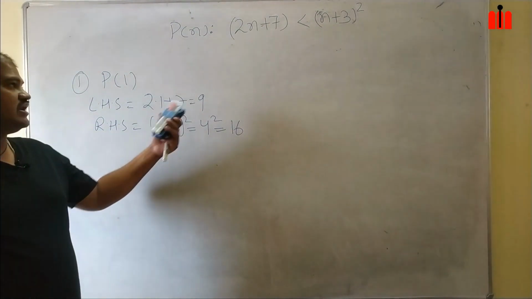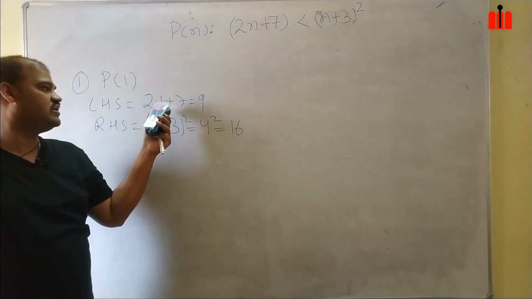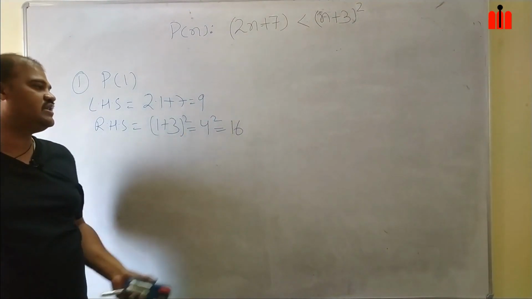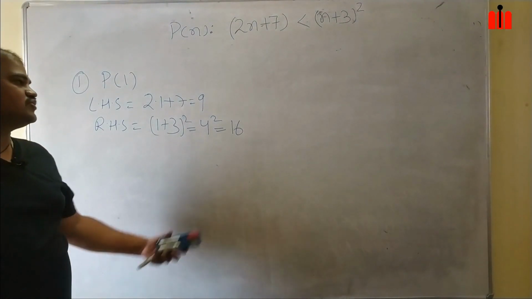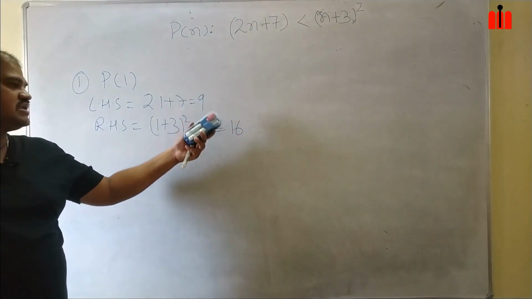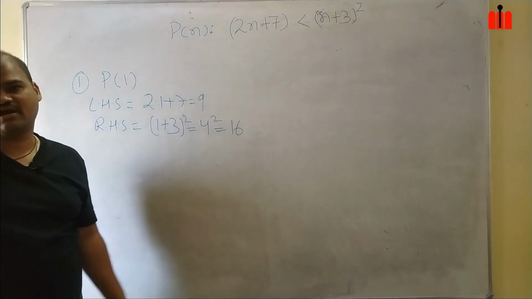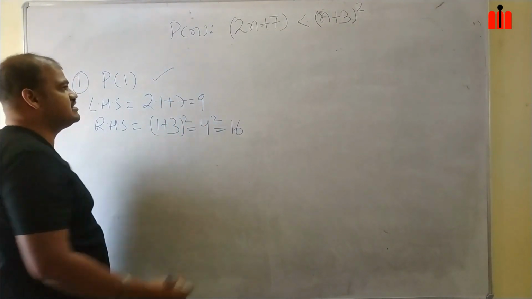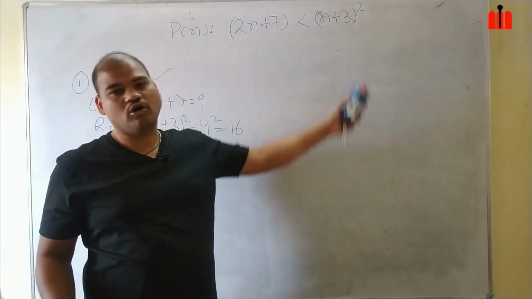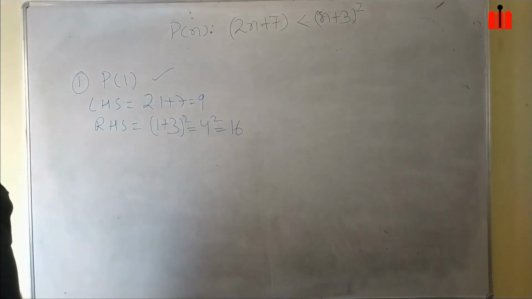Right? What I had done, I had replaced n with 1. So when I replaced n with 1, L.H.S will become 9 and R.H.S is 16. Clearly, LHS is lesser than RHS, that means it is satisfying this relation. So that's why my P1 check is done.